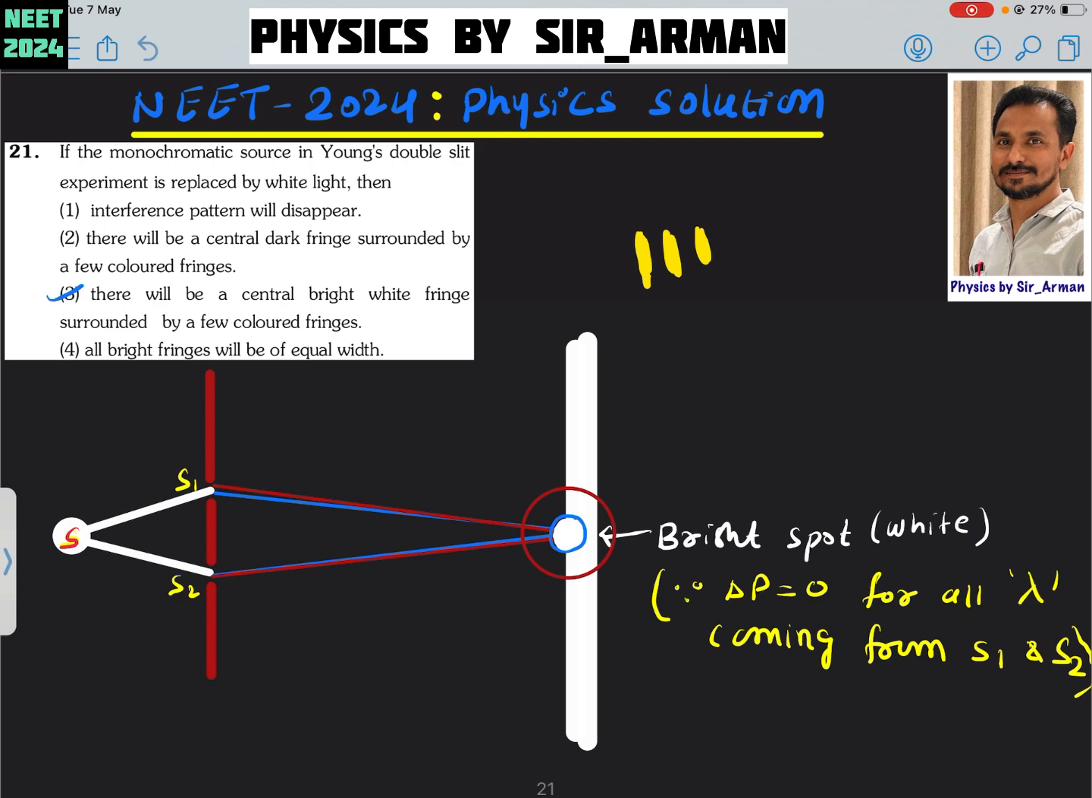Because if you remember this equation, beta is equal to lambda D by d, the width of the fringe is proportional to lambda. This means the width of the red fringe will be more compared to that of the violet. Hence at the end you will observe red, at the center you will observe white, and in between you will observe blue or violet. Hence the correct option is there will be a central bright fringe, white, surrounded by a few colored fringes.